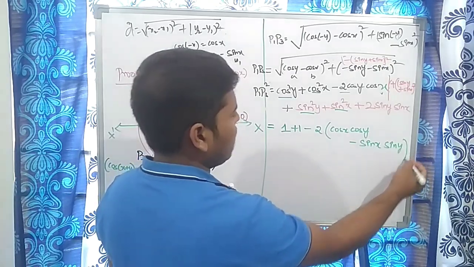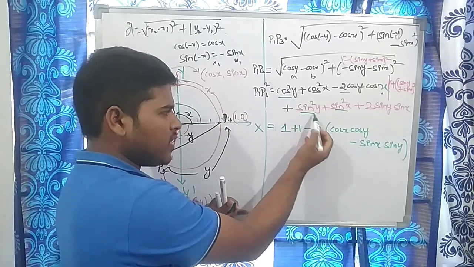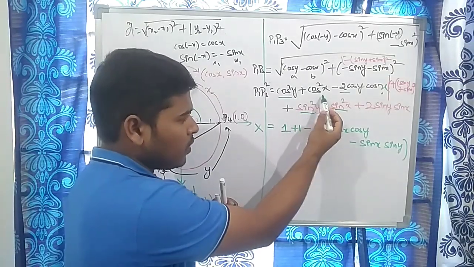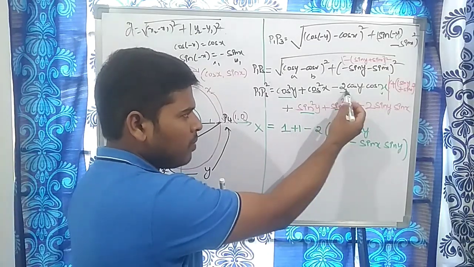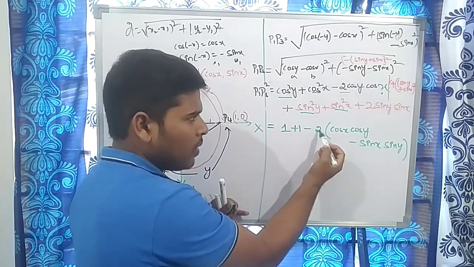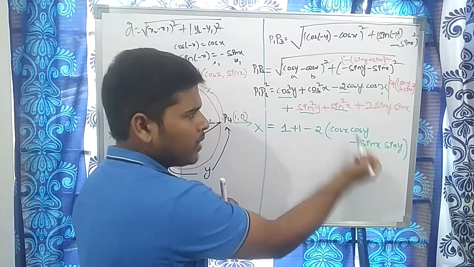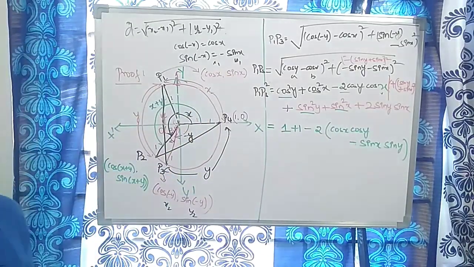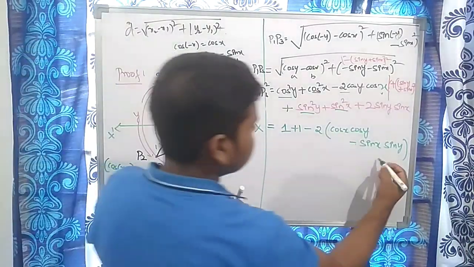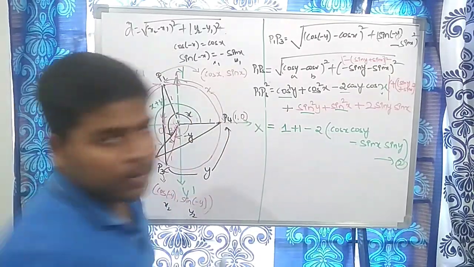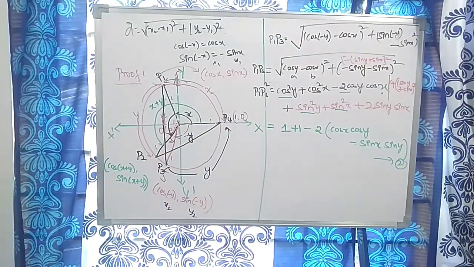Once again I am repeating: cos square y plus sin square y is 1, and cos square x plus sin square x is equal to 1. Between these two we take minus 2 common. If I take minus common, minus becomes plus and plus becomes minus, so I take a 2 common outside. Take this as equation 2. Why? Because we found the left hand side of equation 1.